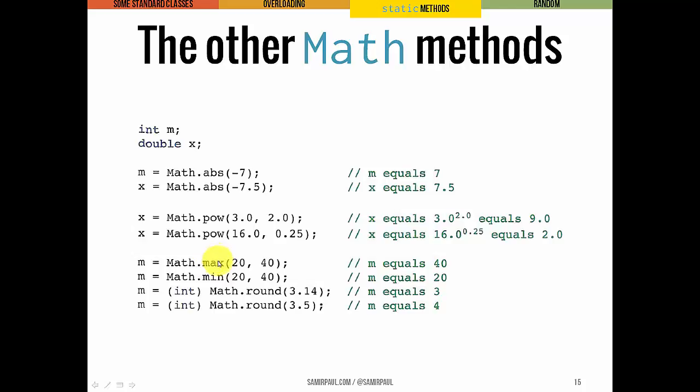The max method returns the maximum of 2 numbers that we pass in. So here we're passing in 2 integers, 20 and 40. And what gets stored into m is the larger of the 2. So that's 40. Min does the same thing, except it takes the minimum.